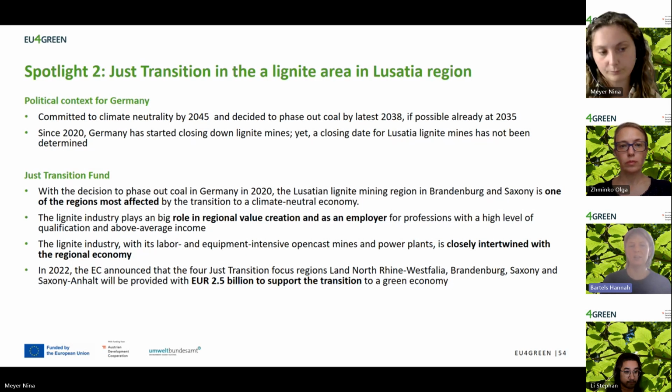This is also due to the fact that the industry itself is very labor and equipment intensive due to its open cast mines and power plants, and is closely intertwined with the regional economy in these states. So in order to address these challenges arising from the green transition, the European Commission announced that there are going to be 4 just transition focus regions in the states of North Rhine-Westphalia, Brandenburg, Saxony, and Saxony-Anhalt, which will in total be provided with 2.5 billion euros to support the transition there.